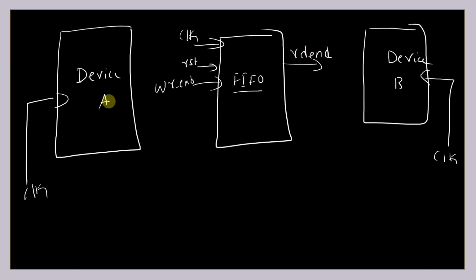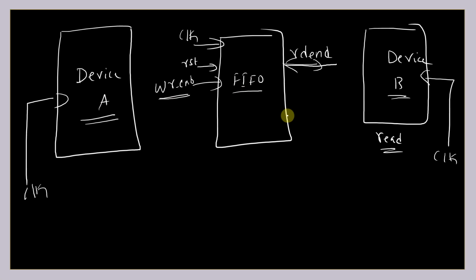Now, who is going to provide this write enable and who is going to provide this read enable is understanding this is also very, very important. Write enable is provided by my device A and read enable is provided by device B. That means whoever is reading the data, they are going to provide this particular read enable, and whoever is going to provide the writing operation, or whoever is going to provide the data, they are going to provide this write enable.